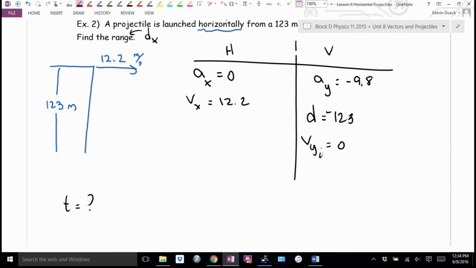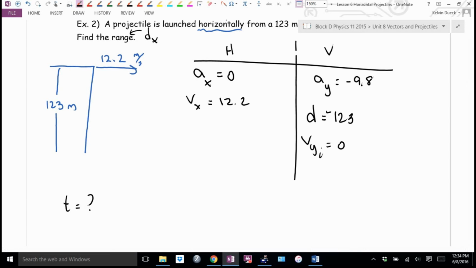Now, before I go further, the next question we're going to do, instead of me giving you the vertical height, I'm going to give you the range. I'm going to tell you how far the bullet traveled. Then you'll solve for time horizontally, and you'll move it to the vertical column. It's whichever column you know three things, start there. Whichever column you know more stuff, start there.